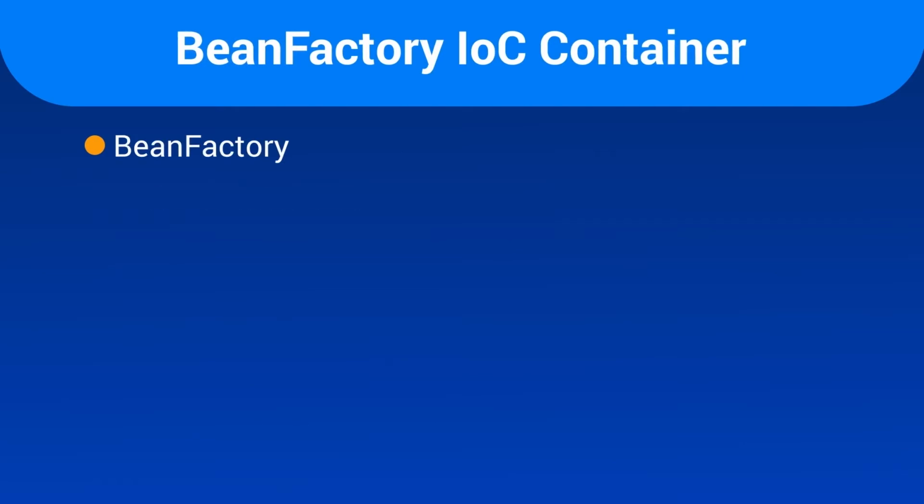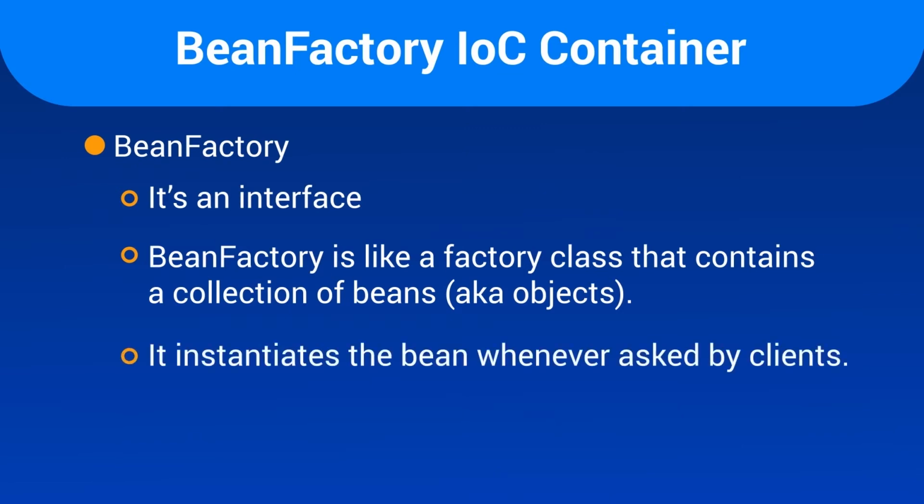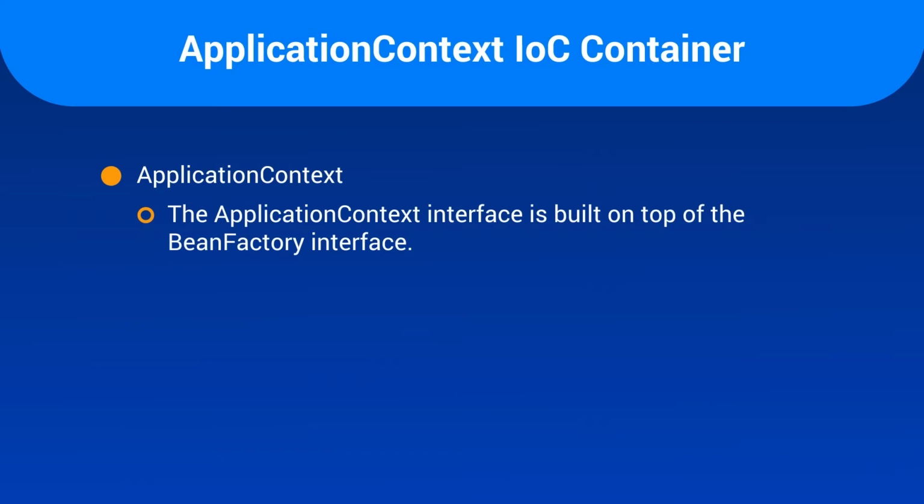The Bean Factory, the main thing that you need to know, is that it's an interface. And if you're familiar with design patterns, the Bean Factory kind of functions like a factory class that contains a collection of beans, otherwise known as objects, and it instantiates those beans whenever it's asked by a client. Now, the application context is also an interface just like the Bean Factory. In fact, it's built on top of the Bean Factory interface, and it provides additional functionality.